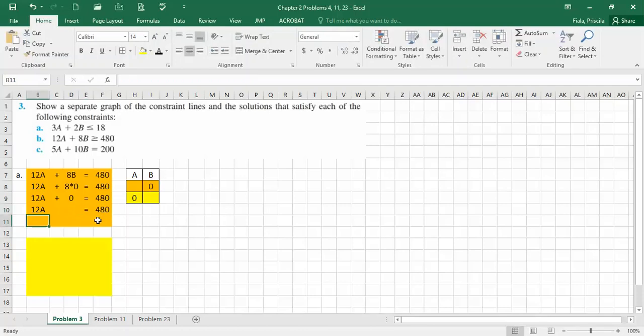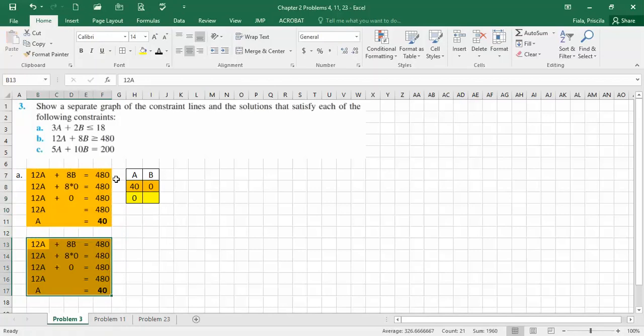Divide both sides by 12. 12A divided by 12 is A, so A equals 40. And if you're not sure, do 480 divided by 12, which is 40. Therefore, when B is 0, A is 40. And now we're just going to copy it down here. But I want it to be yellow.